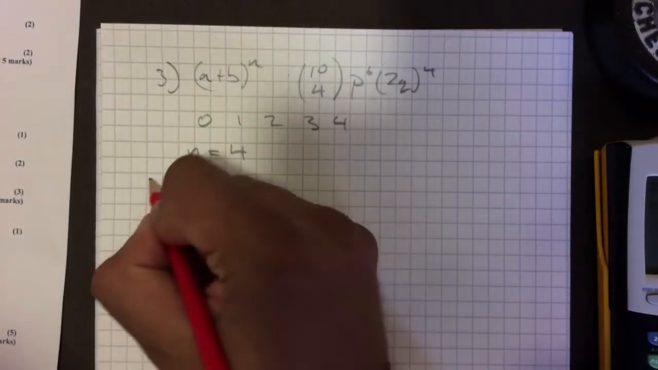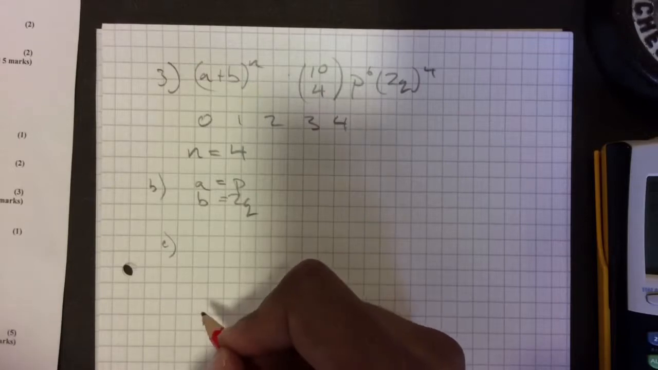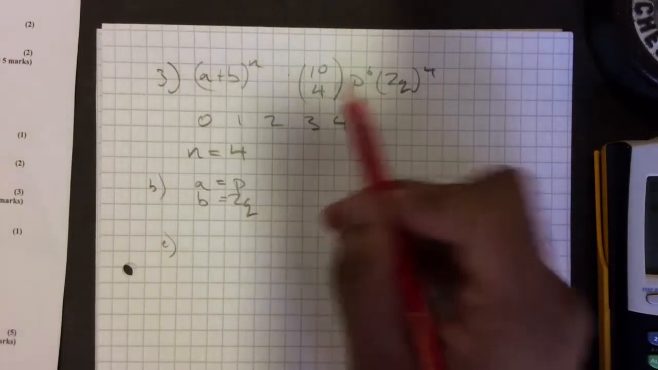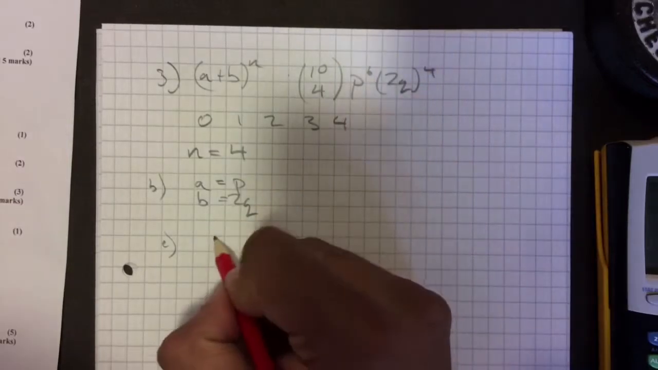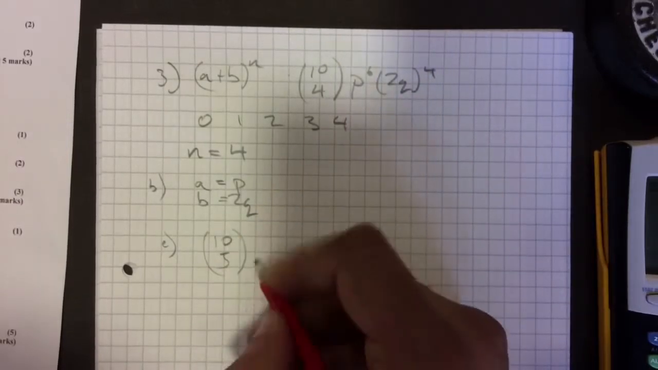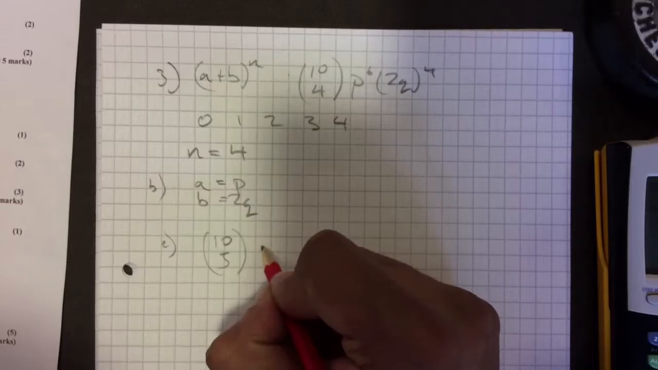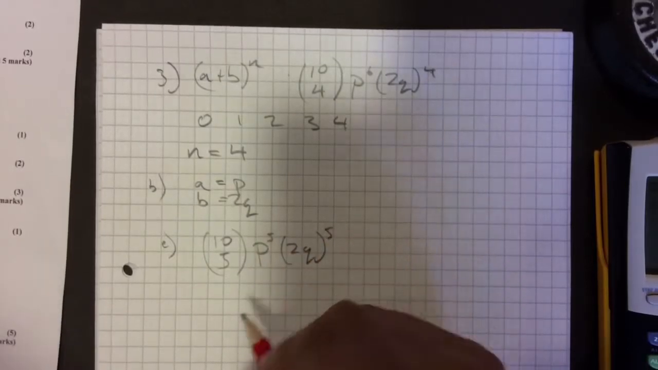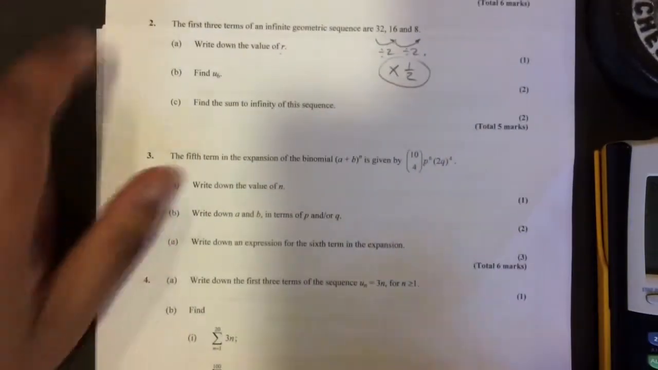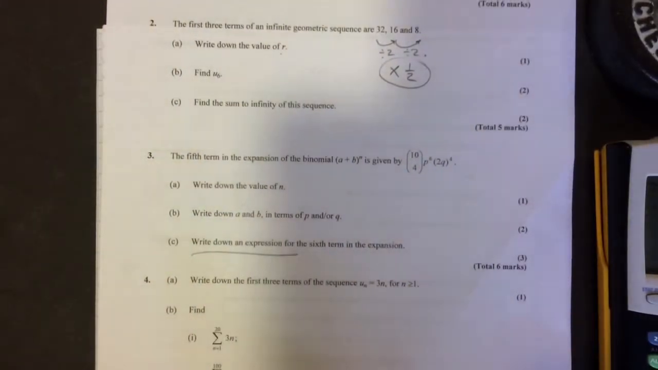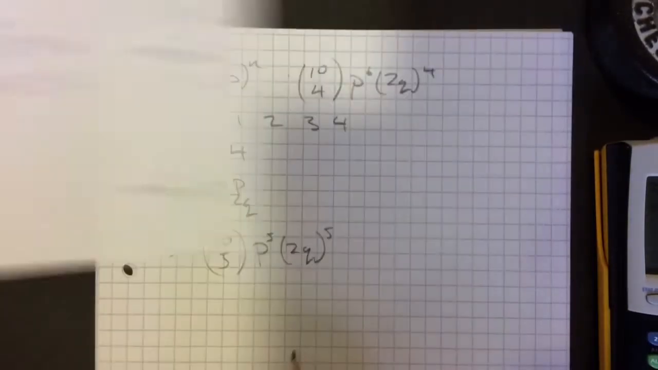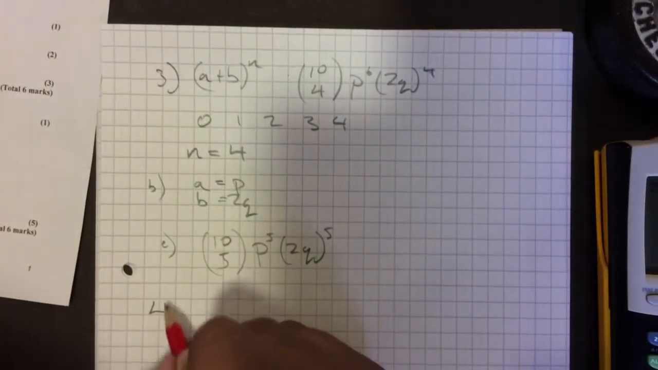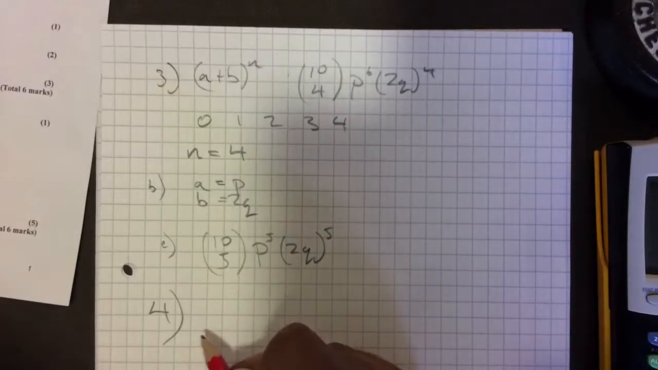And part C, that was part B, part C is saying write down an expression for the sixth term in the expansion. So if this is the fifth, we need one more. The powers are both going to be 5, so we'll have 10C5, and then p to the power of 5, (2q) to the power of 5. Here it just says write down an expression. Well, I've written down an expression. I don't know if I'm going to get marks for actually doing anything more, so I'm going to stop there and move on. Question 4.